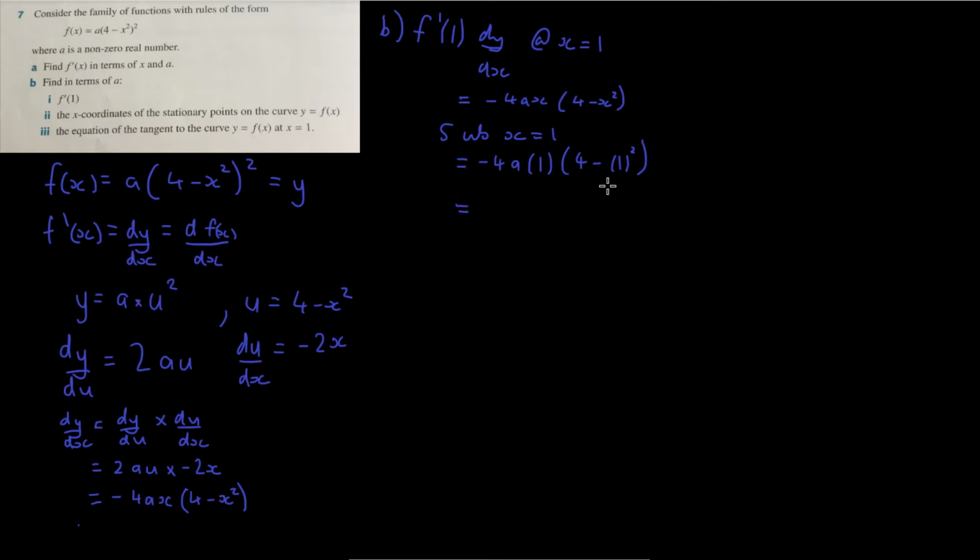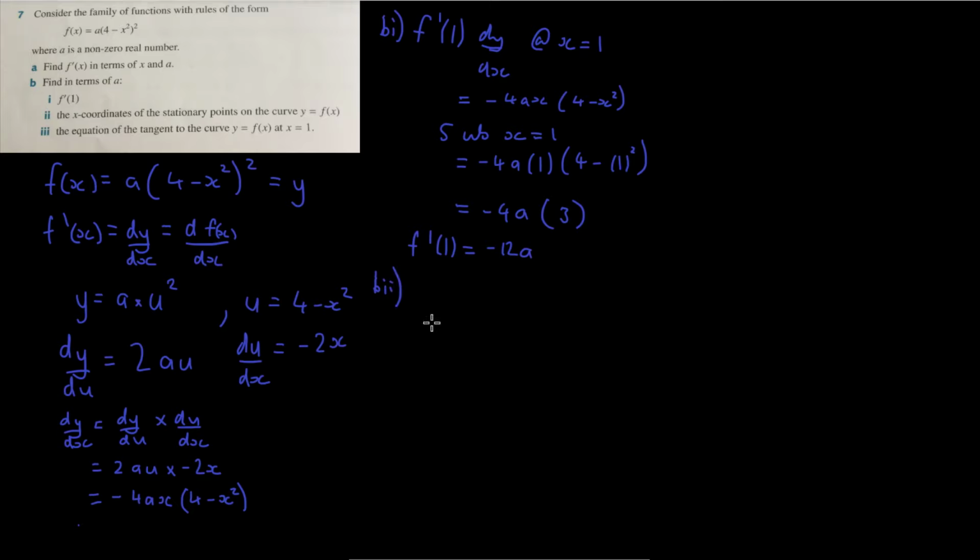So let's expand and simplify this. This will be negative 4a. Inside here, 4 minus 1 squared. 1 squared is 1. 4 minus 1, that's 3. This is just going to be negative 12a. And that is f dash of 1. And that's B part 1. Now for B, part 2.